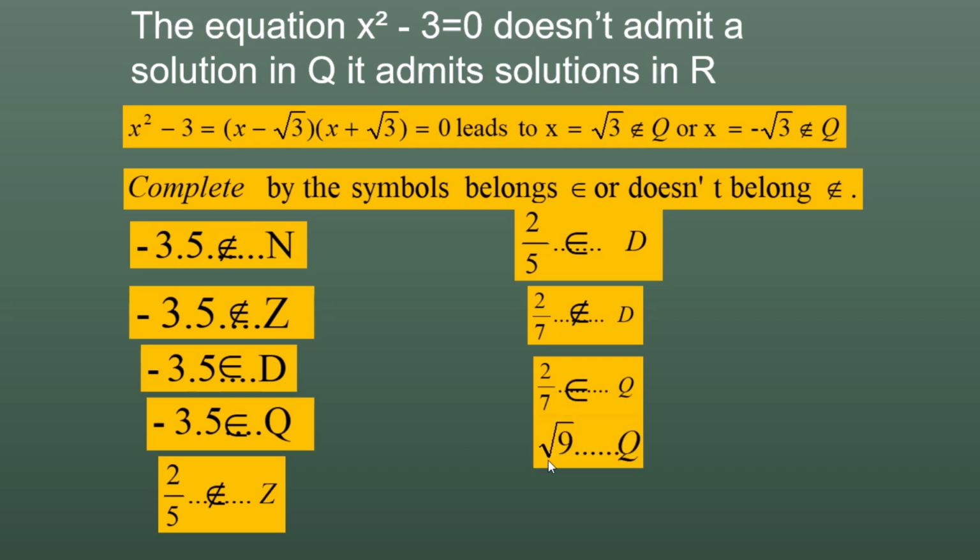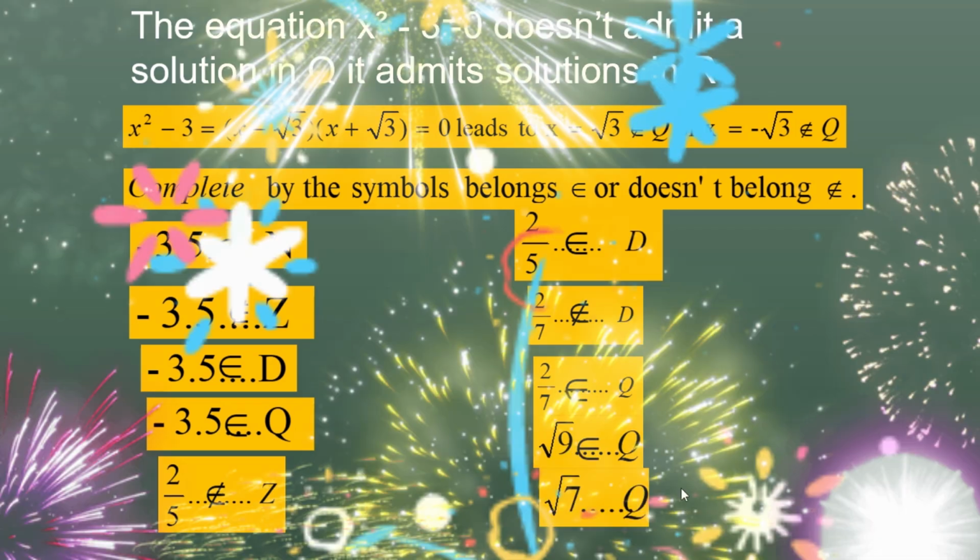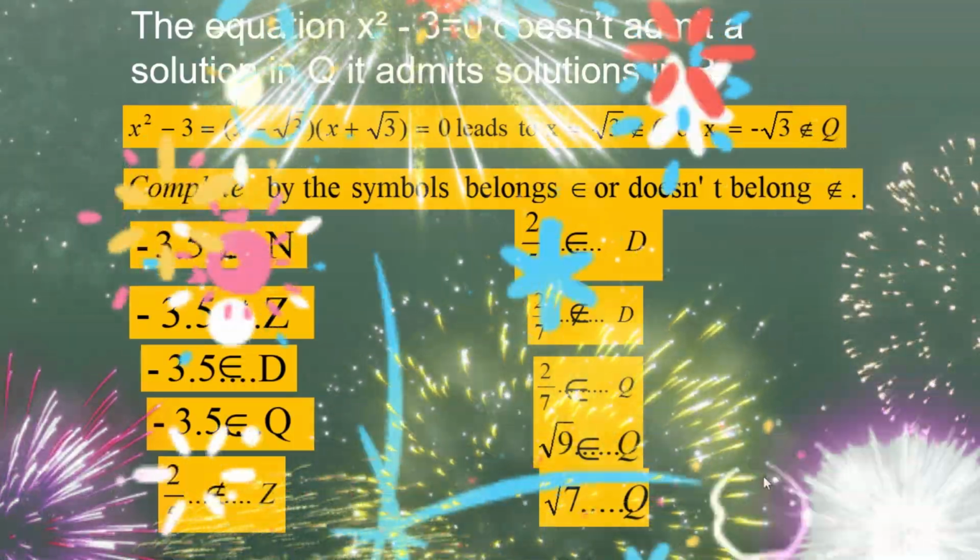Radical 9 equals 3 belongs to Q. Radical 7 does not belong to Q.